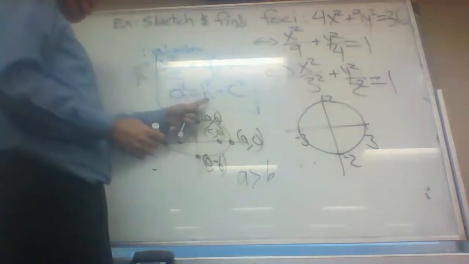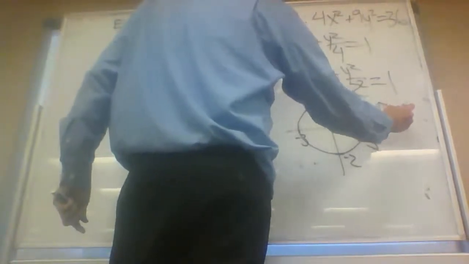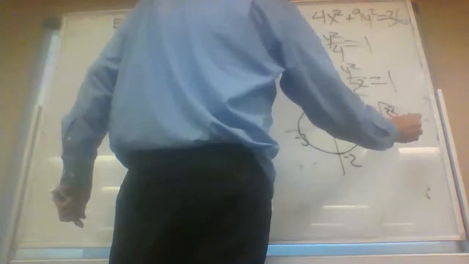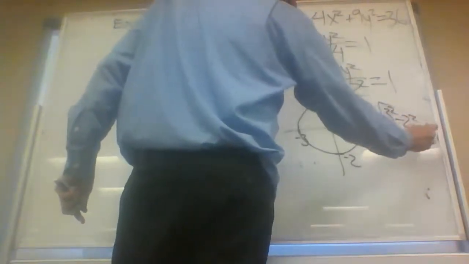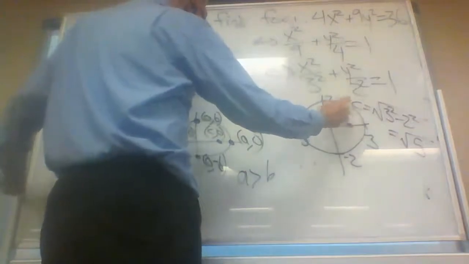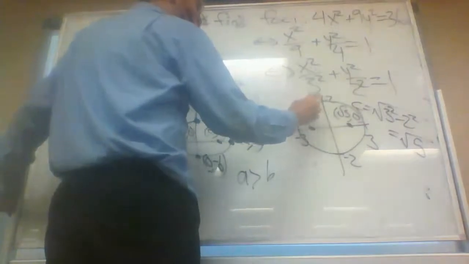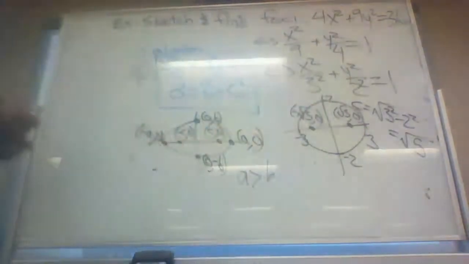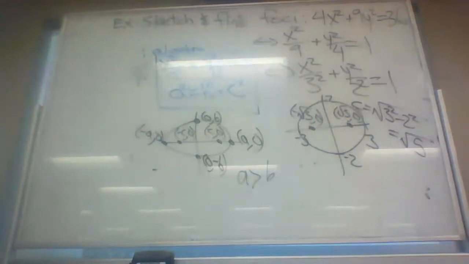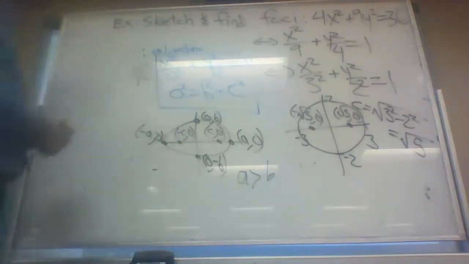And then the foci, what are the foci if I need them? Well, c is the square root of a squared minus b squared. So it's the square root of 3 squared minus 2 squared, which is the square root of 5. So the foci are at square root 5, 0, and minus square root 5, 0. There's how you can figure out the ellipse that goes with the equation, right? Any questions on that?